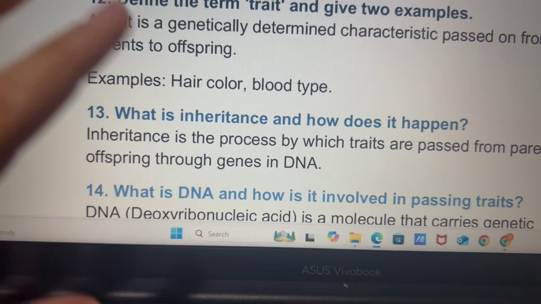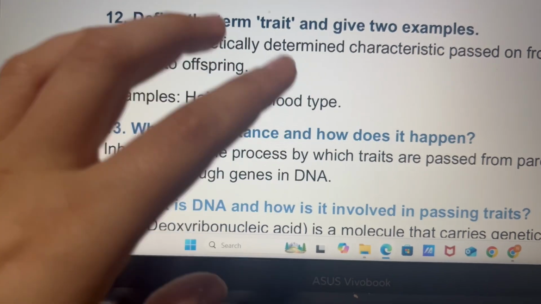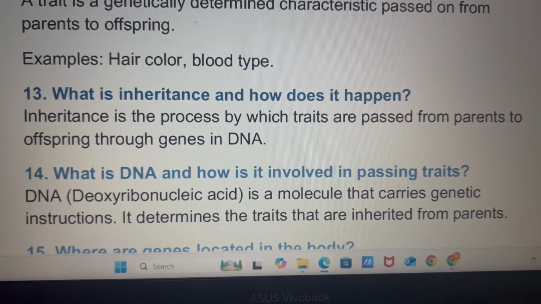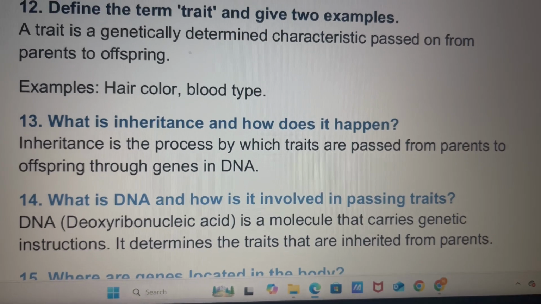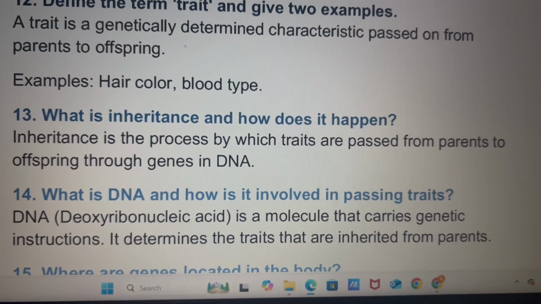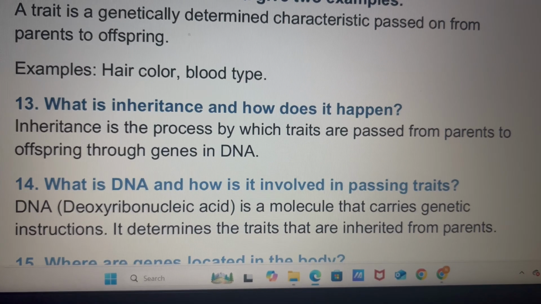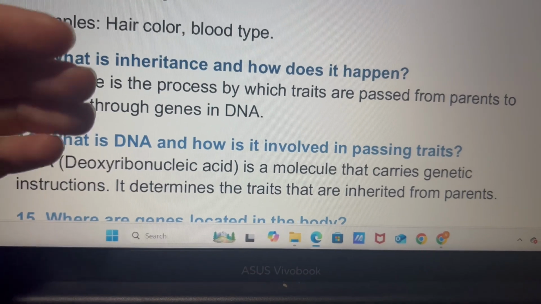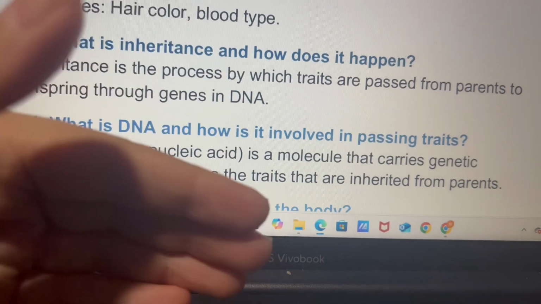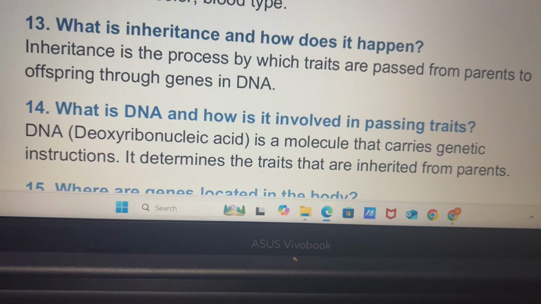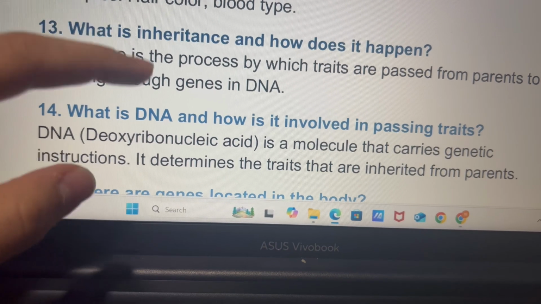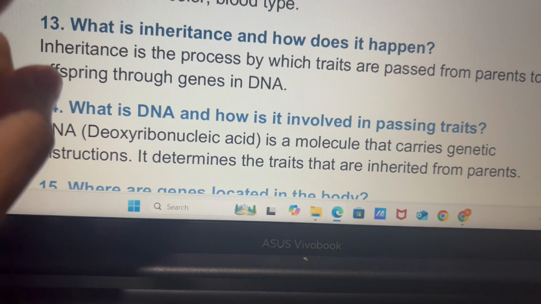They're like literally any trait: the hair color, the blood type, the eye color. You inherit them. What is the meaning of the word inheritance? Inheritance is when the traits are passed from parents to offspring. How are they passed exactly? Through your genes, which are carried on your DNA.